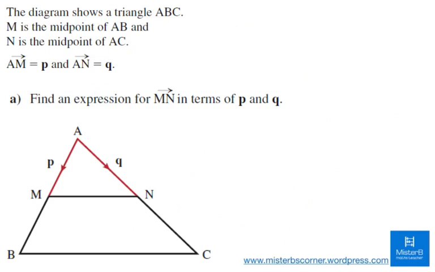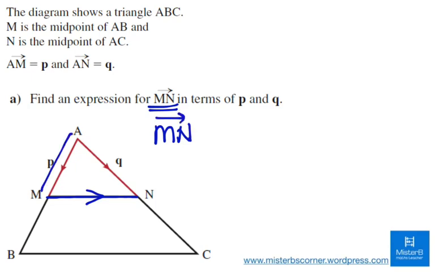In this triangle, we are given AM and AN, like P and Q, and the first question is, find an expression for MN. It is this vector, and it's good that you mark this on the figure and put the direction on. We're going to write this in terms of P and Q.